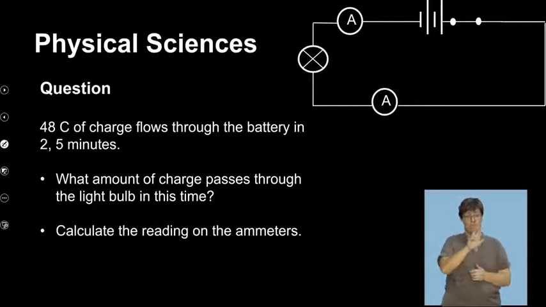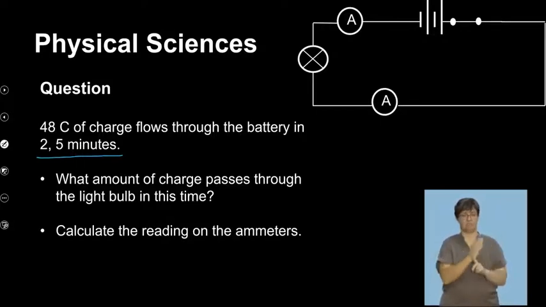We are told that 48 coulombs of charge flows through a battery in 2.5 minutes, right? Take note of that time, all right? And we talk of a unit time. Does that suggest something? Yes, there are necessary conversions that have to be carried out in case we want to do some calculations of some sort, okay?